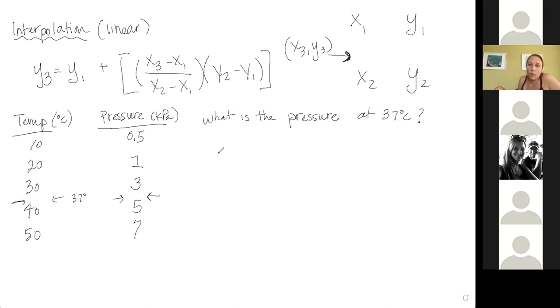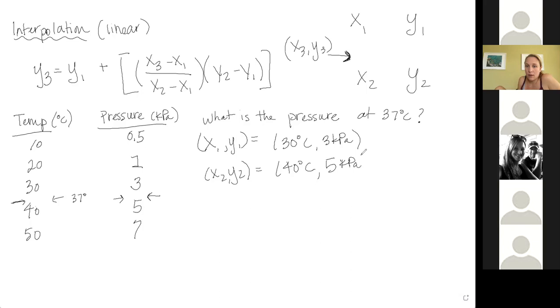So here we know that our lower bound, our x1, y1, is going to be 30 degrees and 3 kilopascal. And we know that our upper bound, which is x2, y2, is going to be 40 degrees and 5 kilopascal. And we want to try to figure out what our x3, y3 is, where we know that x3 is going to be 37 degrees. We want to figure out what this y3 term is.